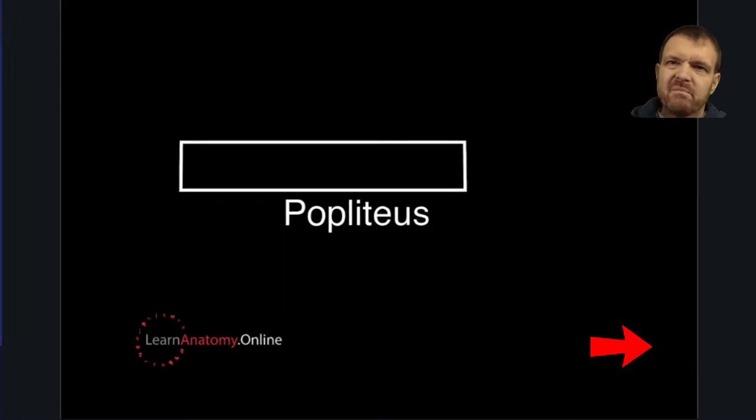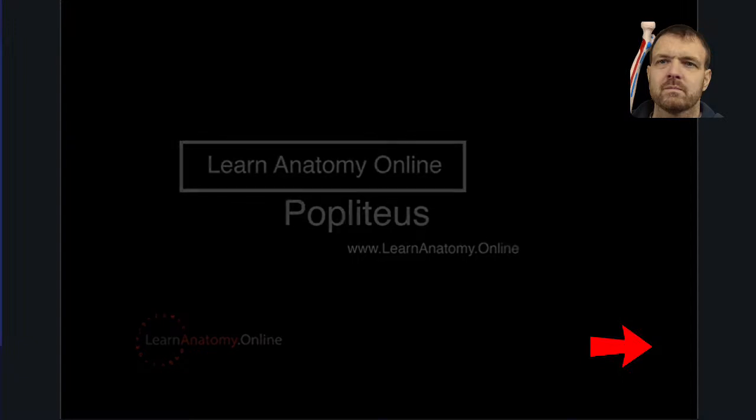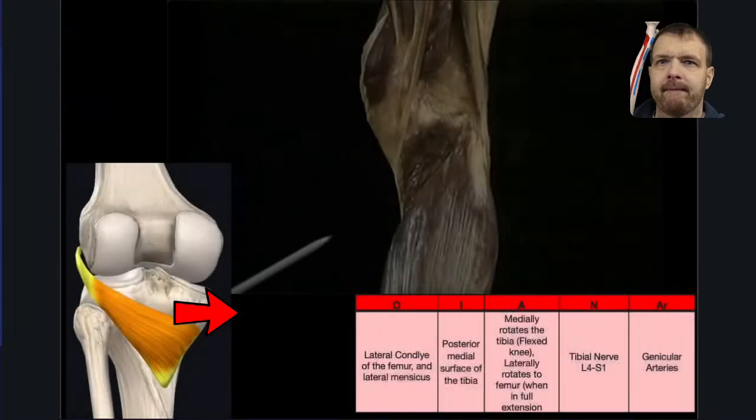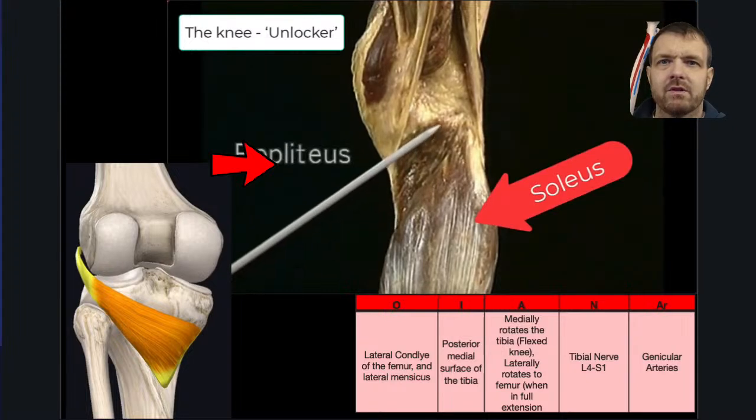So let's have a look at your popliteus. Where's it gone? From the leg. Hopefully this one. Here we go. Okay, so this is your popliteus. And there it is just there. So if I just pause that there.